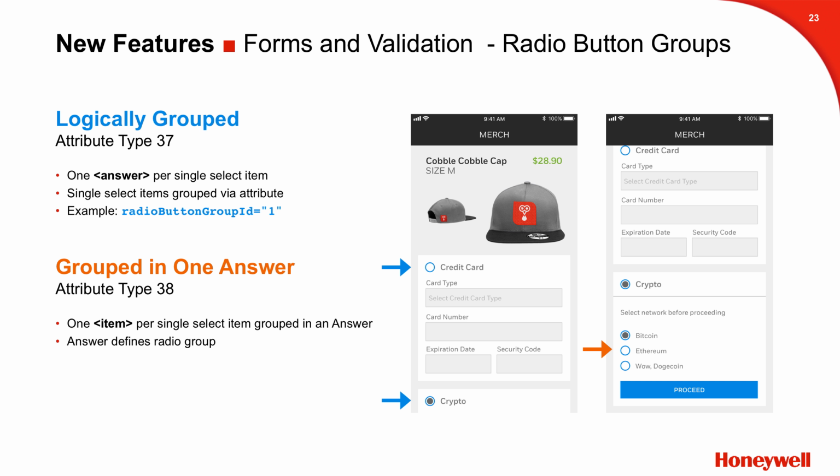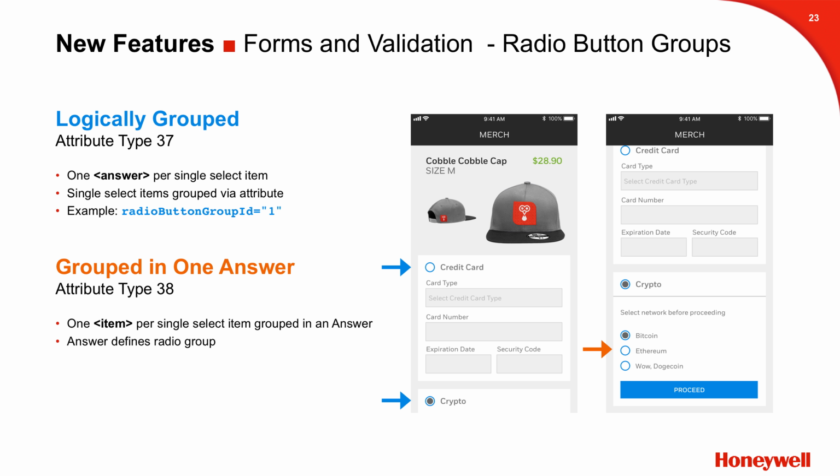So you have one answer per single select item, and you group them via attribute. So you add the radio button group ID, for example, 1, to signal to the Movilizer, okay, those two belong to each other, they are related, and based on that, you can build whatever scripting you need to achieve what you need here.